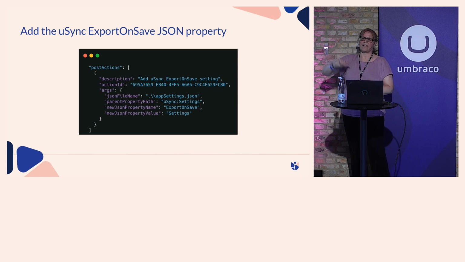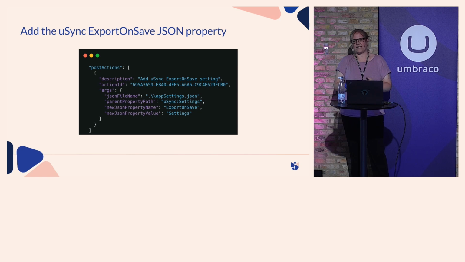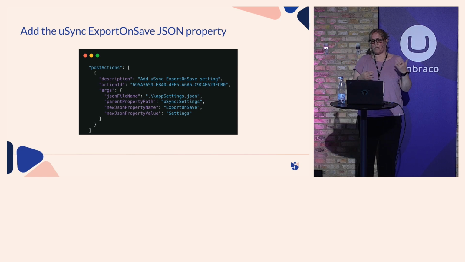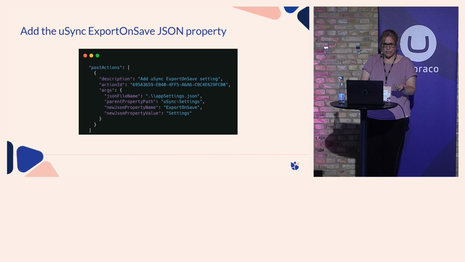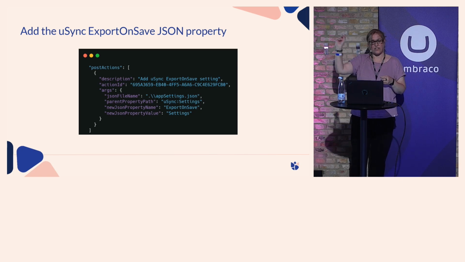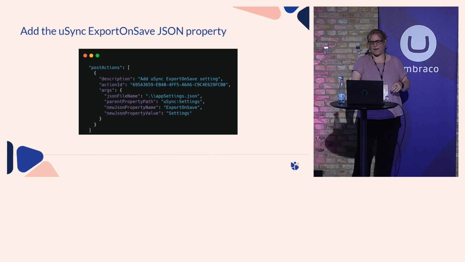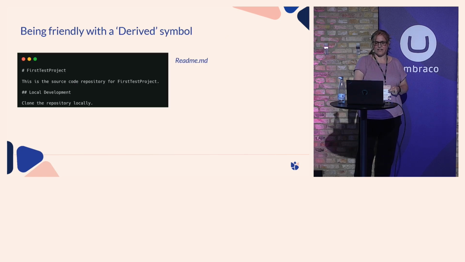So that's why this is my favorite post action, because I've added a post action to set the uSync settings export on save property to be settings, which means settings only. I might say to Kevin, why don't we change the default? But I understand it's called a breaking change, and so post action. If anyone says that to you, Kevin, just say, just do a post action. Anyway, that's why it's my favorite, because I always forget, and so I do it in the template.